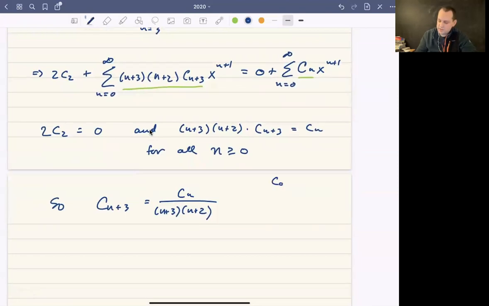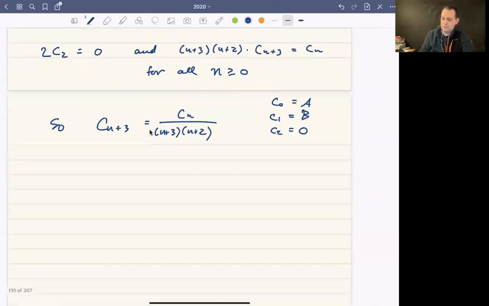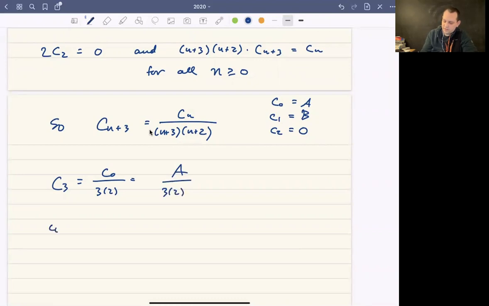Our C0 and C1, we should just give names. So say C0 is A, C1 is B. We've already seen that C2 is 0. And then from here, we can just get the rest of the values. So C3 is going to be what happens when n is equal to 0. So C3 is going to be the third term back, C0, over 3 times 2. So that's A over 3 times 2. C4 is going to be C1 over 4 times 3. So that's B over 4 times 3.